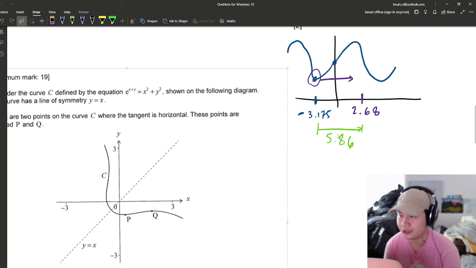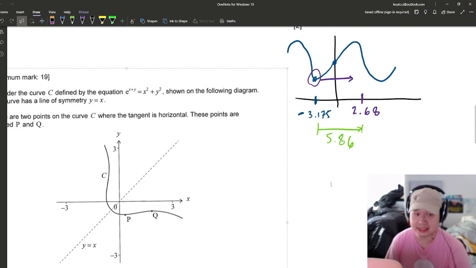So you see, about 5.8. So this is C, phase shift.